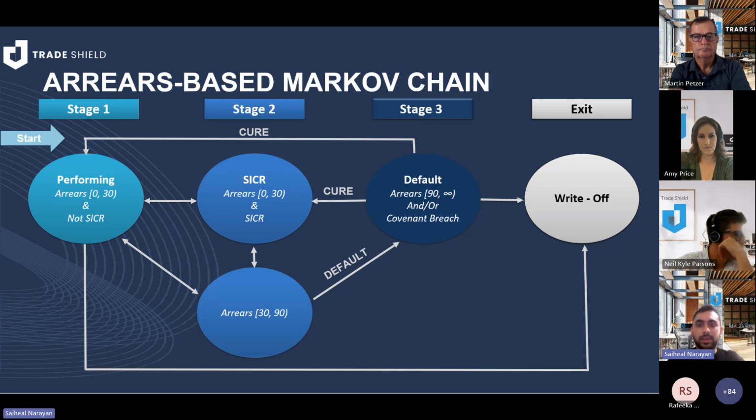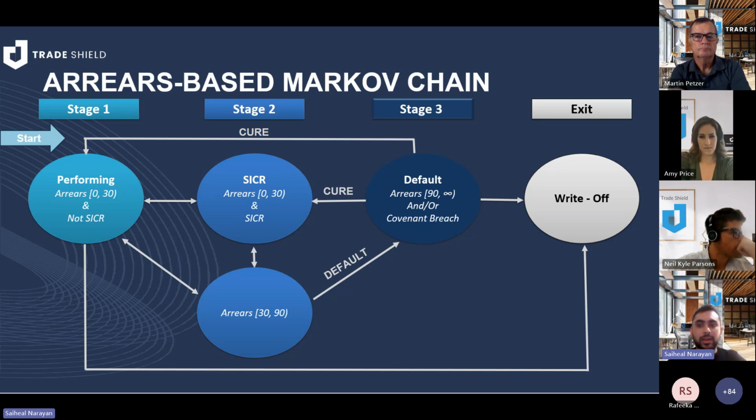Once you're in default, your PD is actually a 1, because you are in that state already. Your PD is 100%. What can you do if you're in stage 3? In stage 3, you can cure. So you can move back to a stage 2 state, and that's where the cure step comes in. It's on the left-hand side of default.